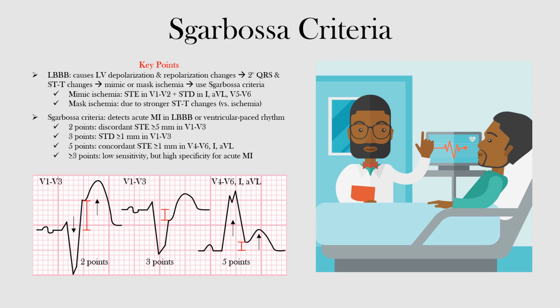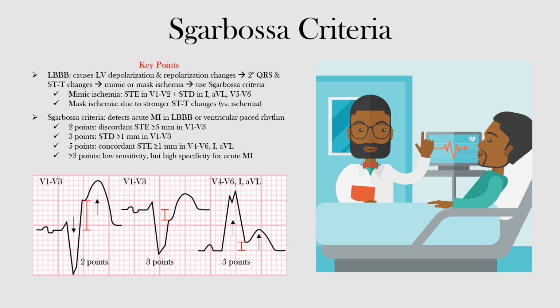For instance, left bundle branch block can mimic ischemia with ST elevation in leads V1 and V2 that is associated with ST depression in leads 1, AVL, V5, and V6. And left bundle branch block can mask ischemia because the STT changes caused by the bundle branch block are stronger than those STT changes caused by ischemia, and therefore can mask those ischemic changes.